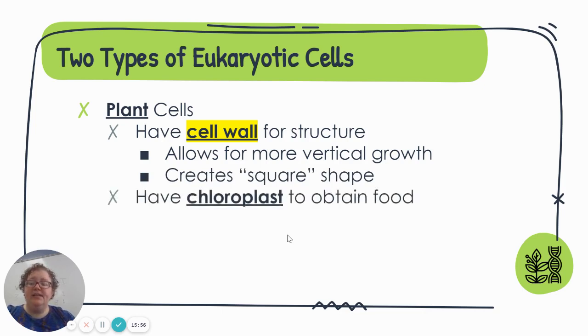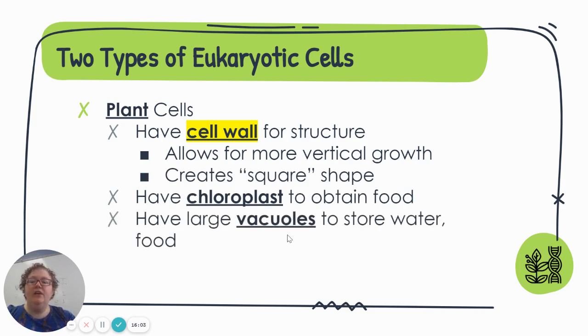Another unique thing to plant cells is they have a chloroplast. Chloroplasts are going to help to obtain food from sunlight. And they also have large vacuoles to store water and to store food. Plants can't move around to find water or move around to find more food. So when they get extra water or get extra food, they're going to store it in that vacuole. So they need much more storage space than other types of cells.